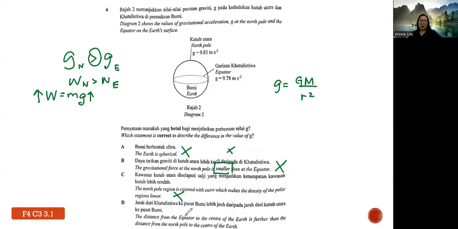So they talk about the equator first, right? So the value of g on the equator is lower. So what do you think the radius or the distance is supposed to be? Greater, right? So correct already, the distance from the equator to the center of Earth is further. So the answer for question 4 is D.